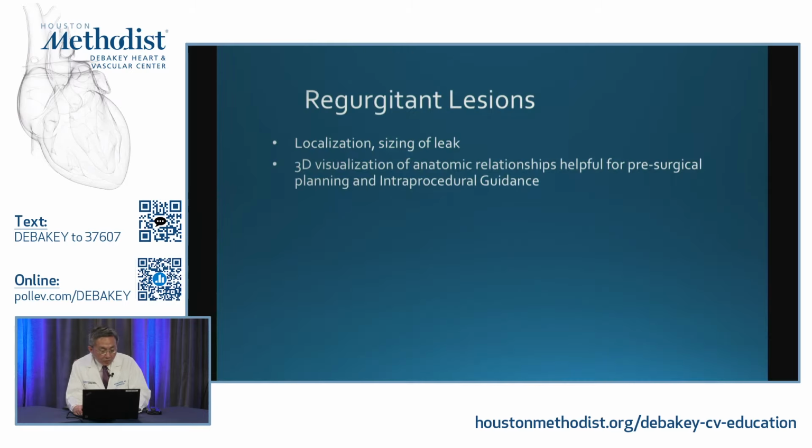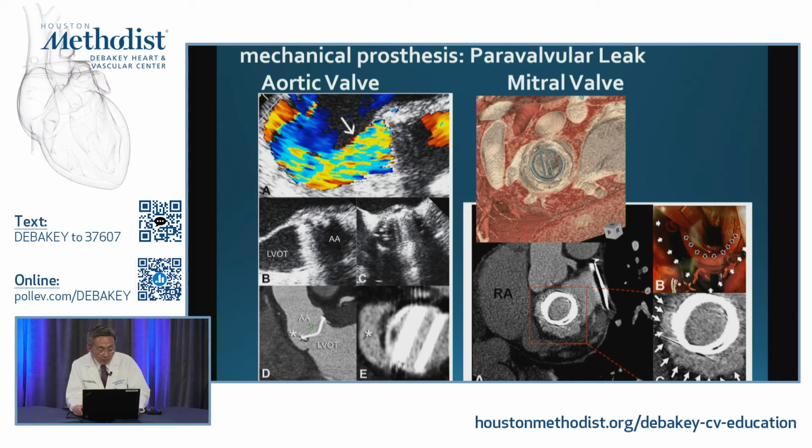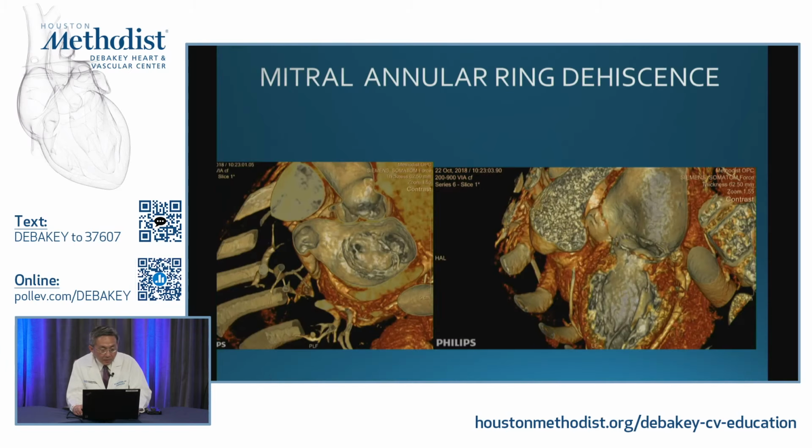For a quick review of regurgitation lesions, as I mentioned, 3D TEE for mitral position is unparalleled, and CT could help sometimes for localizing and sizing the leak. And in case of, again, redo procedure or paravalvular leak occlusion, CT could be helpful, especially in the cath lab for fusion guidance. This is just some examples of paravalvular leak, aortic prosthetic valve, and a mitral valve.